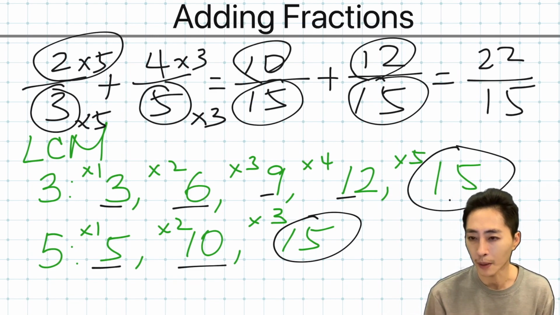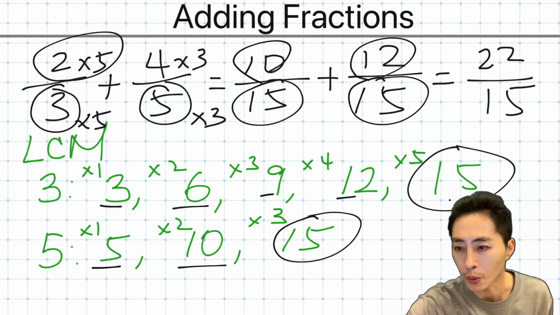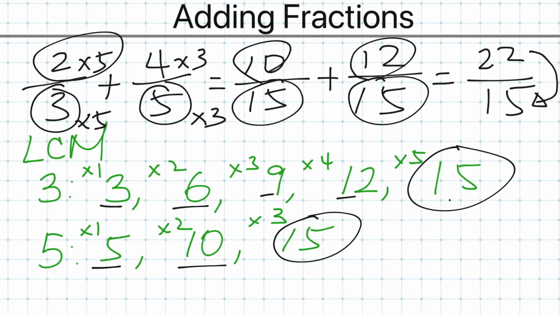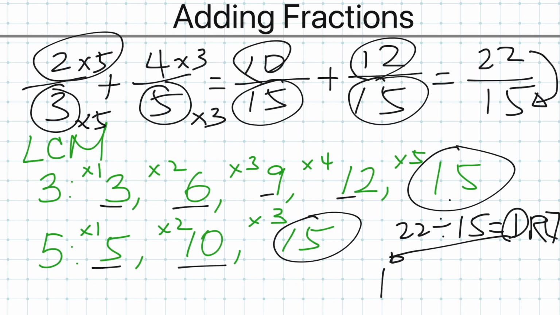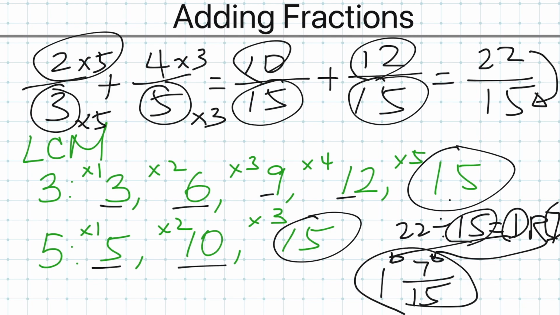Now again, we have an improper fraction because the numerator is greater than the denominator. So let's take 22 divided by 15. So we'll get 1 and the remainder of 7. And so the mixed number, we will write 1. And the 7, we will put in the numerator. And over the divisor, 15. So that is our final answer. Answer would be 1 and 7 over 15.